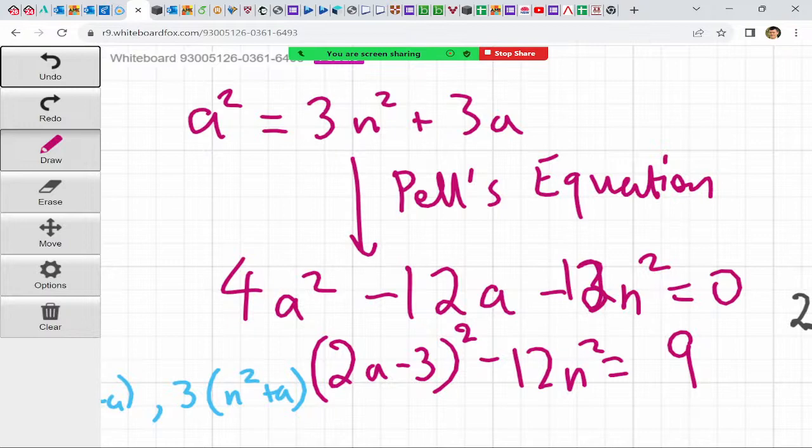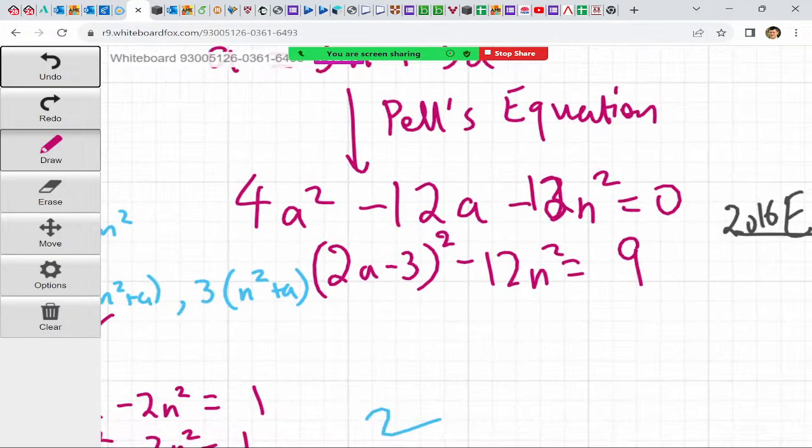But I thought, what if I just did Pell's and then multiplied both of them by 3? Oh yeah, it's a square number, right? So you just do Pell and you multiply by 3. Now we just need to make sure that a is still an integer. It has to be an integer because 12n squared is even, so 2a minus 3 squared has to be odd. So 2a minus 3 is odd, and then a is an integer.